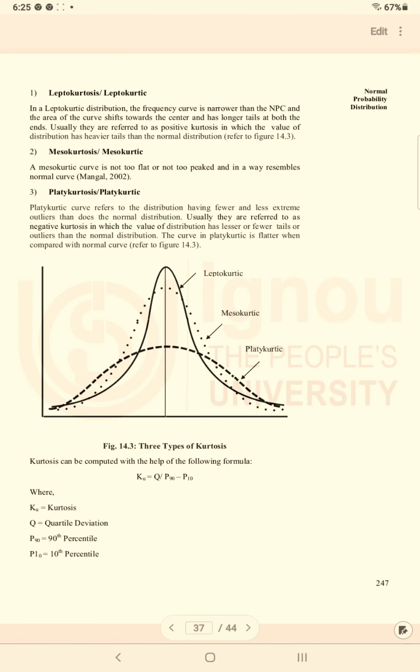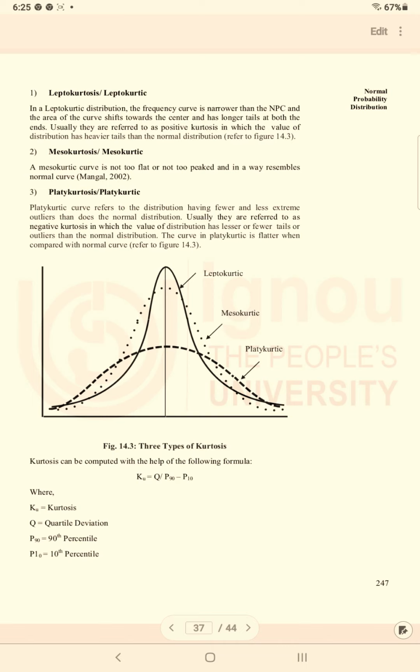Normal probability distribution. 247. 1. Leptokurtic. In a leptokurtic distribution, the frequency curve is narrower than the NPC and the area of the curve shifts towards the center and has longer tails at both the ends. Usually they are referred to as positive kurtosis, in which the value of distribution has heavier tails than the normal distribution, refer to figure 14.3.